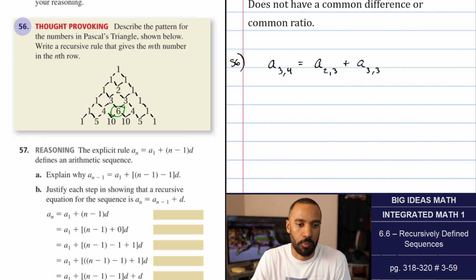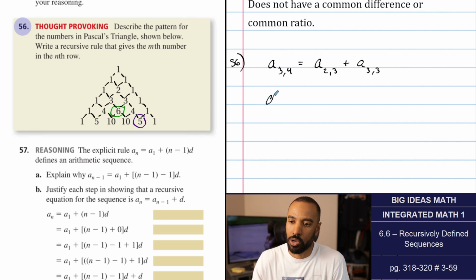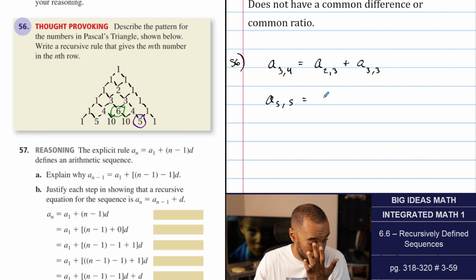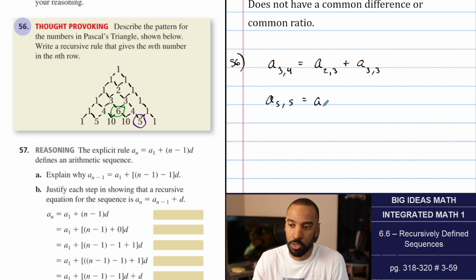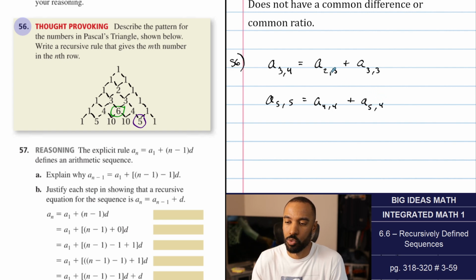And if I want to take another one like this, 5, that is the 5th number in the 5th row. So the 5th number in the 5th row takes the sum of the 4th and 5th numbers in the 4th row. The 4th number in the 4th row and the 5th number in the 4th row. Do we see a pattern? The 3 is the same here as the 5 is the same there. This is 1 less than the 3 and 1 less than that number there.